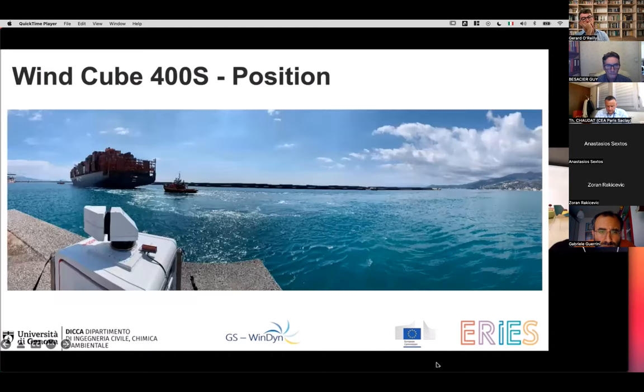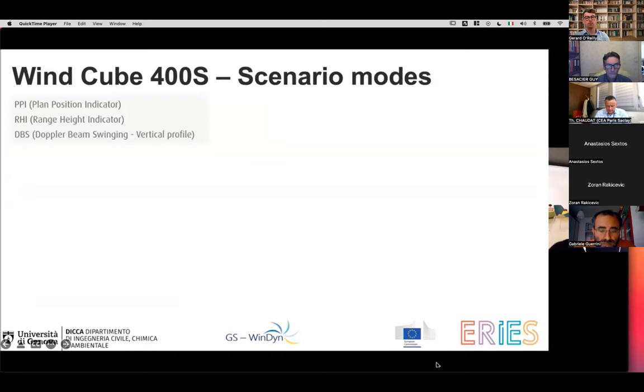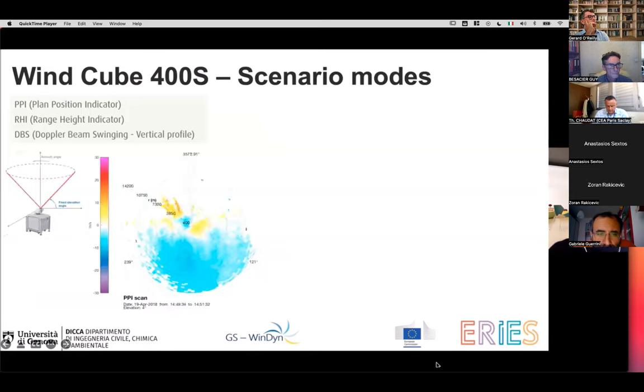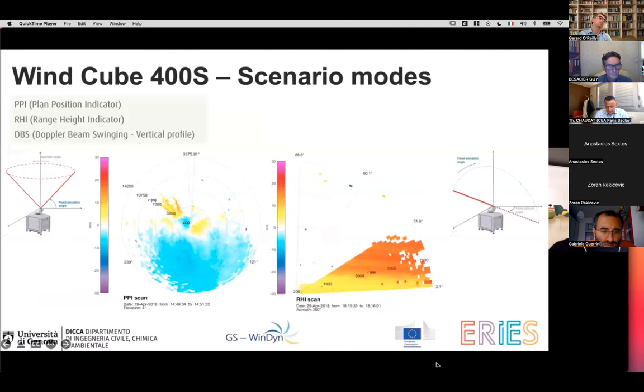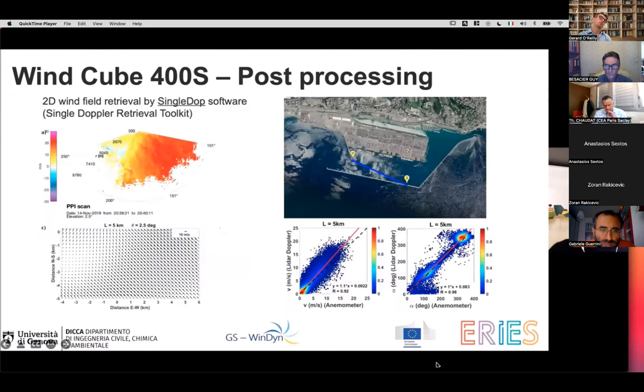And this is the LiDAR when it looks at the sea. LiDAR can scan the atmosphere using fully configurable patterns, mixing together, if necessary, PPI scans, which means in the horizontal or using conical paths, RHI scans, which means using vertical sections or vertical profiles. Some post-processing tools are also already available, like the adaptation of the single dot software, which originally was thought to be used with meteorological radars, to retrieve two-dimensional wind fields from the radial components measured by the LiDAR.